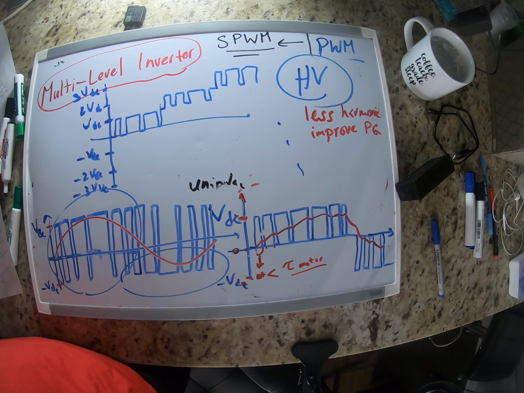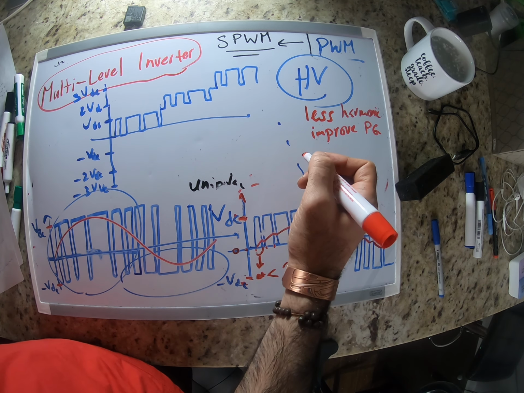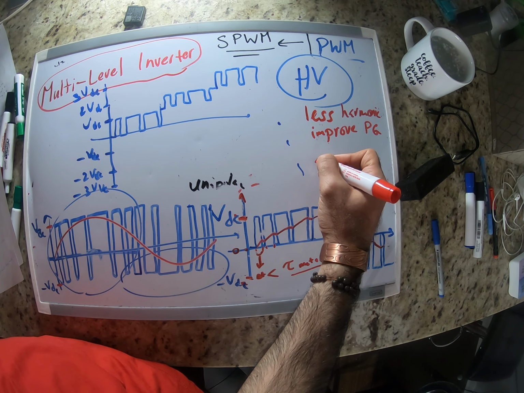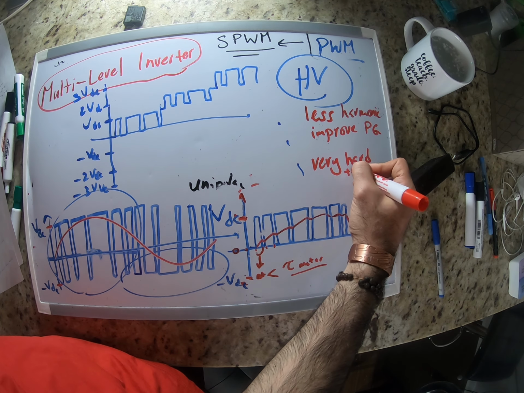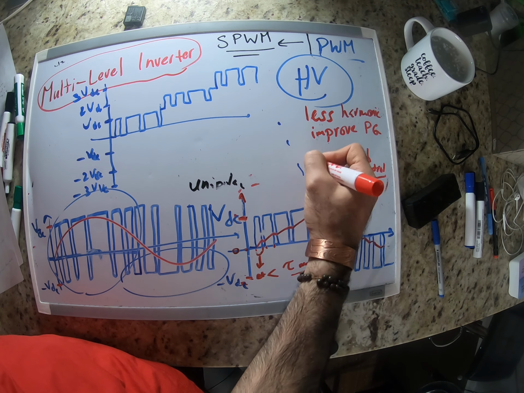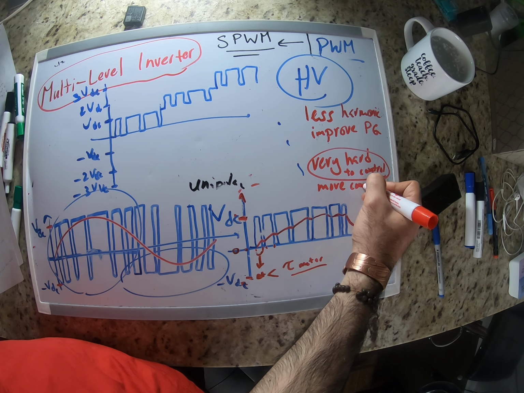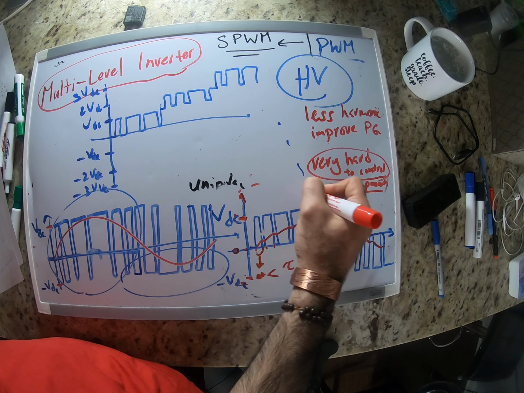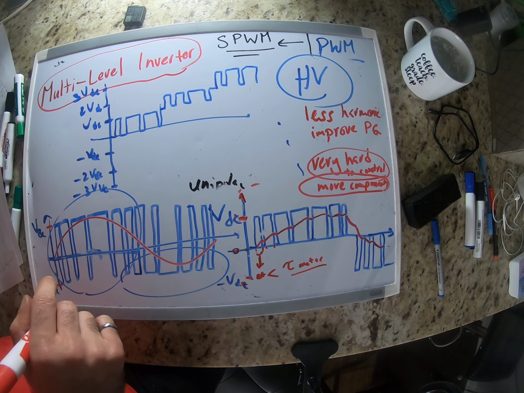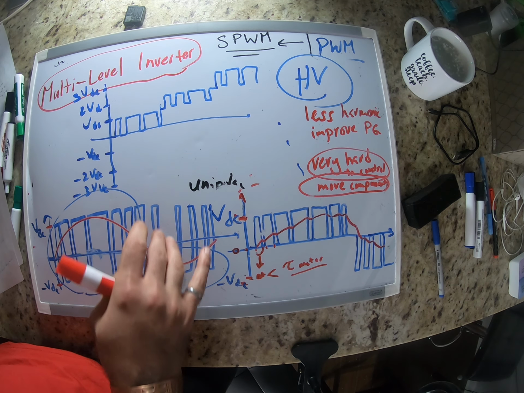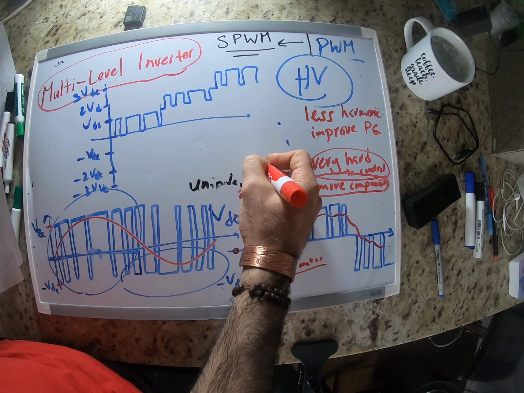What else I wanted to mention about multi-level? However, the problem with multi-level is that it's very hard to control, relative to two-level. Just to provide the gating signals, and also more components. There are actually formulas that you can calculate how many capacitors, how many inductors you would have in multi-level inverters. We're not going to discuss that, but we're going to have more components in multi-level inverters and have a complex control, and it's definitely more expensive.